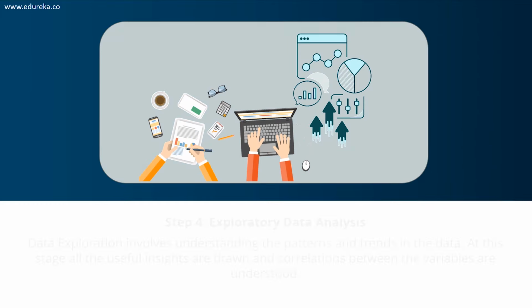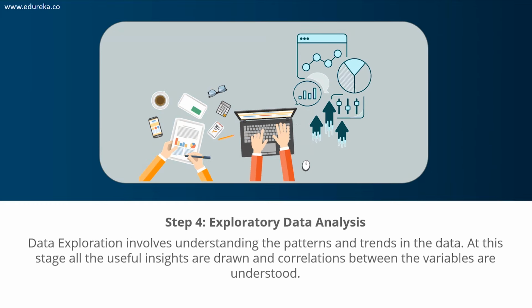Now, step number four is exploratory data analysis. So guys, this stage is all about getting deep into your data and finding all the hidden data mysteries. EDA, or exploratory data analysis, is like the brainstorming stage of machine learning. Data exploration involves understanding the patterns and the trends in your data. At this stage, all the useful insights are drawn and any correlations between the variables are understood. For example, in the case of predicting rainfall, we know that there is a strong possibility of rain if the temperature has fallen low. Such correlations have to be understood and mapped at this stage. EDA is actually the most important step in a machine learning process because here is where you understand your data. You understand how your data is going to help you predict the outcome.